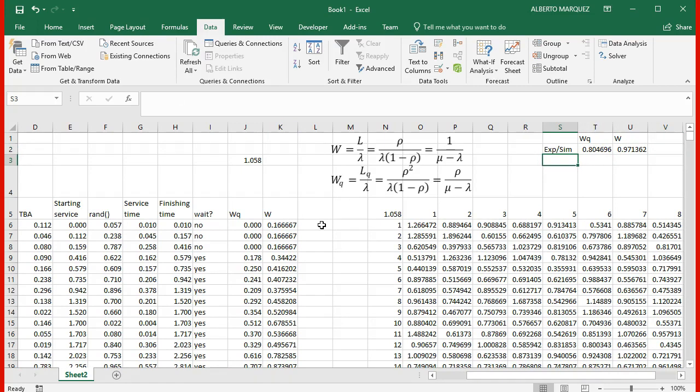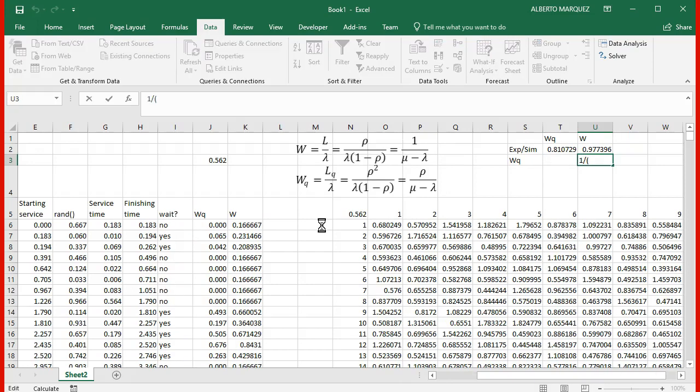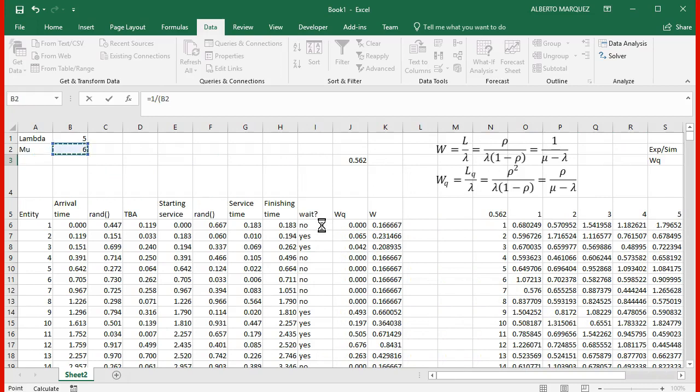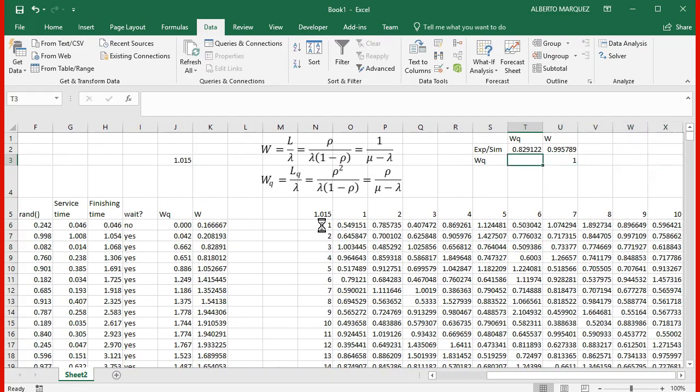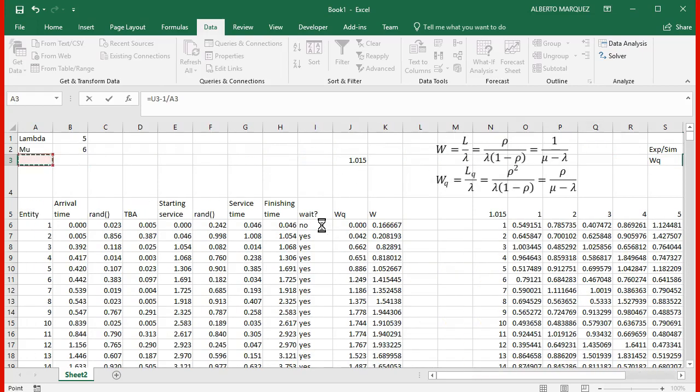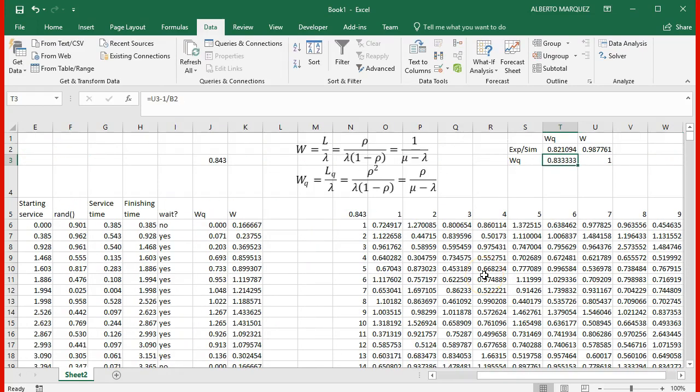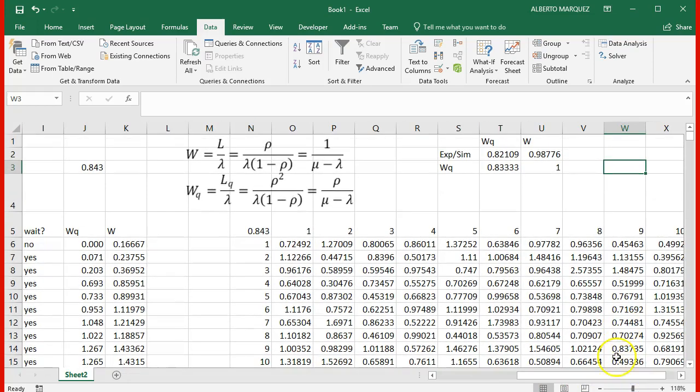and using the formula for WQ equals 1/6 minus 5, which is just 1, and then we can subtract the 1/6 from that. This minus 1 divided by mu, and you see the actual numbers in the experiment fluctuate very close to what we would expect from the theory.